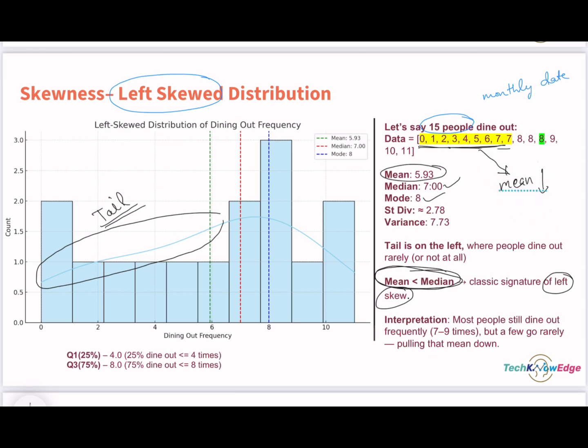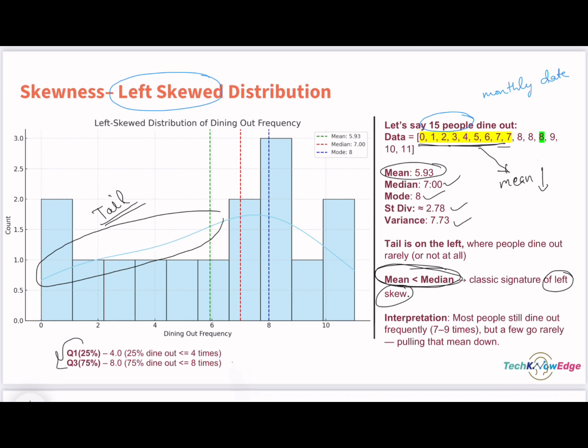Also notice the spread. Standard deviation is around 2.78, variance is 7.73. At the bottom of the slide, you will see Q1 and Q3, the first and third quartiles, which also tell us how spread out the values are. So what does this all mean?